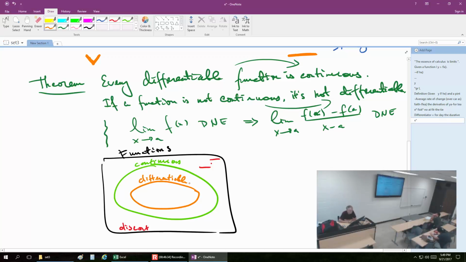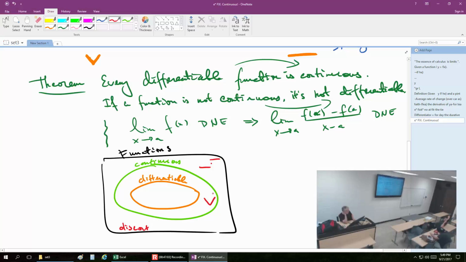And then once again, as an example, I'll put here the absolute value. As you can see, that V shape, the absolute value function lies inside of the continuous circle, but outside the differentiable circle. That indicates that there is a difference.